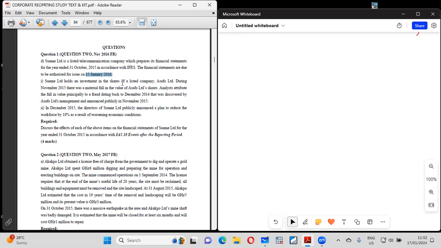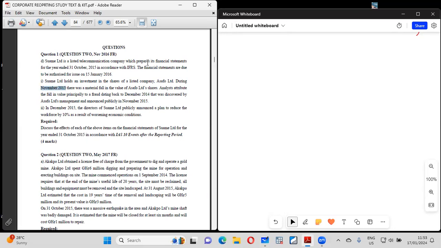It says that Swami holds an investment in shares in a listed company, Asafo Limited. During November 2015, which is after the reporting date, there was a material fall in the value of Asafo shares. Analysts attribute this fall in value to fraud dating back to 2014, that was discovered by Asafo in November 2015. Do you remember what we said about the fraud? That if there is fraud, then it means that the financial statement is incorrect, and that one is an adjusting event. But the fall in share prices is happening after the reporting date.